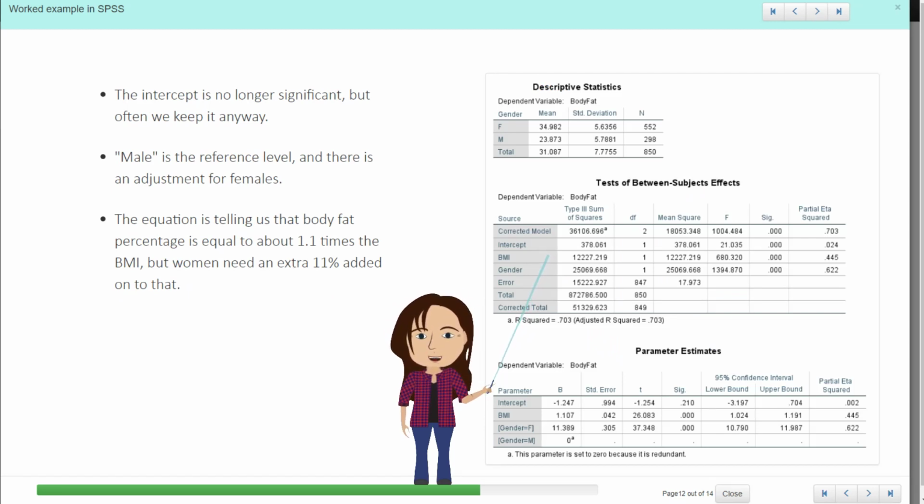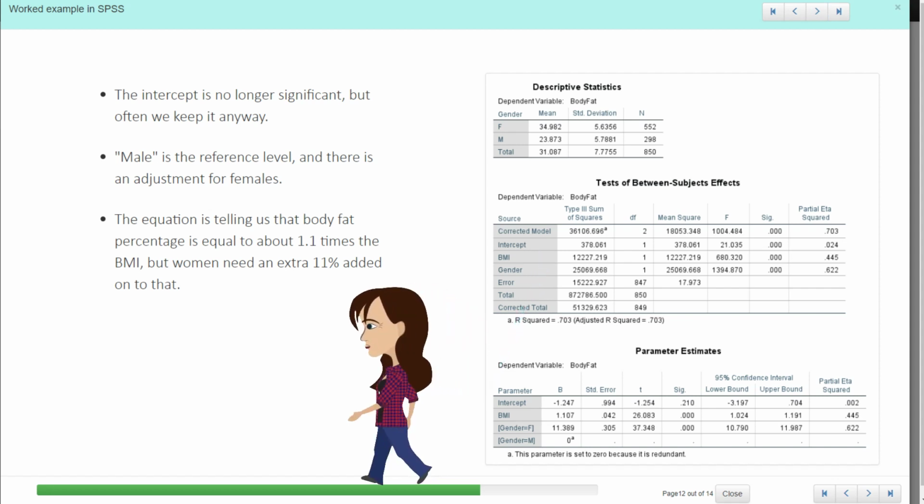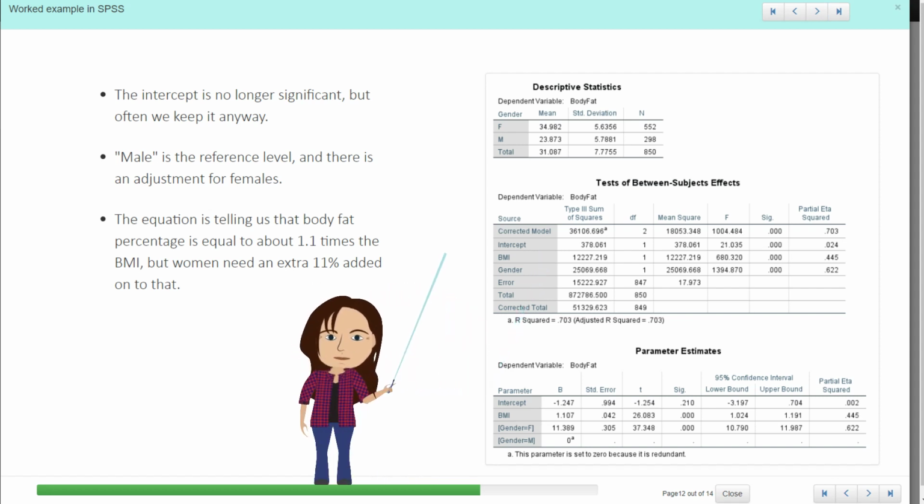Then if we have a look on our output, I'll come a little bit further away so I can point better. Again, we've got our intercept and BMI, and now we've got this little adjustment for female. So that means if you're a man, you don't need any adjustment. The base equation will work for you. The men are the reference level, and then we've got an adjustment for women, and that's about an extra 11% added onto their body fat percentage based on their BMI.